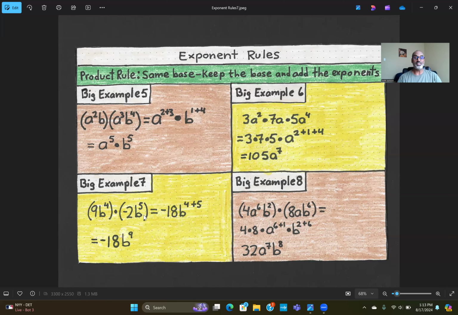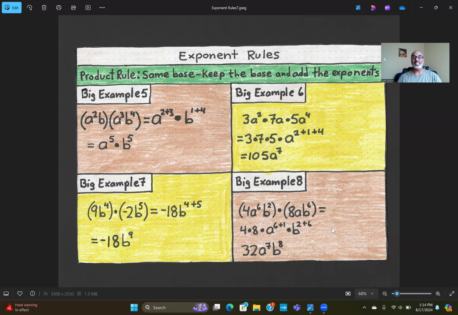And we have that common base of b. And all we're going to do is just add their exponents. And so we have a negative 18 times b raised to the fourth plus the fifth power. And that just simply will give us a negative 18 times b raised to the ninth power.